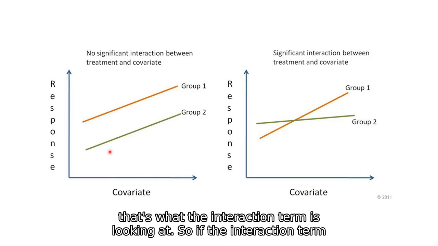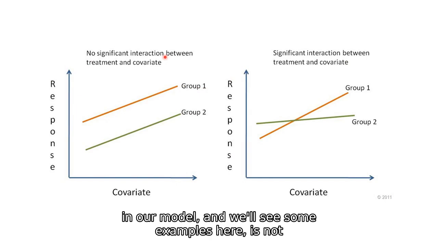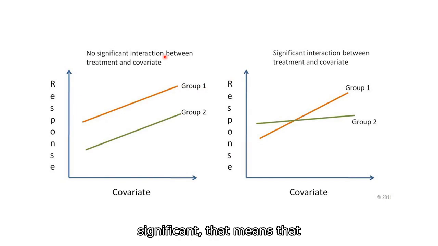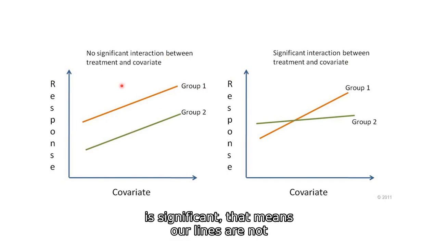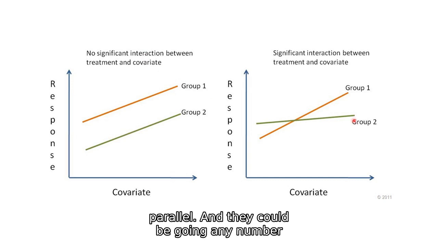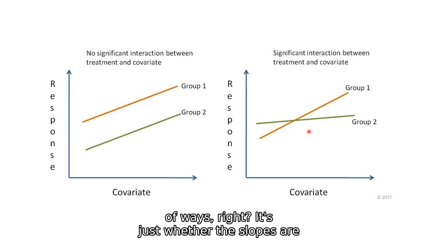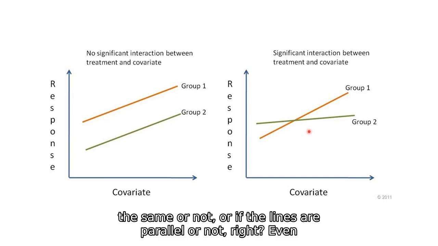If the slopes are parallel, that's what the interaction term is looking at. So if the interaction term in our model, and we'll see some examples here, is not significant, that means that the lines are parallel. If the interaction term is significant, that means our lines are not parallel. And they could be going any number of ways, right? It's just whether the slopes are the same or not, or if the lines are parallel or not, right?